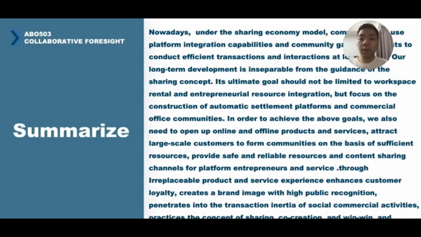Finally, the summary part. Nowadays, under the sharing economic model, companies can use platform integration capabilities and community wrapping effects to conduct efficient transactions and interactions at lower costs. Our long-term development is inseparable from the guidance of the sharing concept. Through reliable product and service experience, enhancing customer loyalty, practice the concept of sharing, value creation, and win-win, and make contributions to the policy implementation of promoting mass entrepreneurship and innovation.